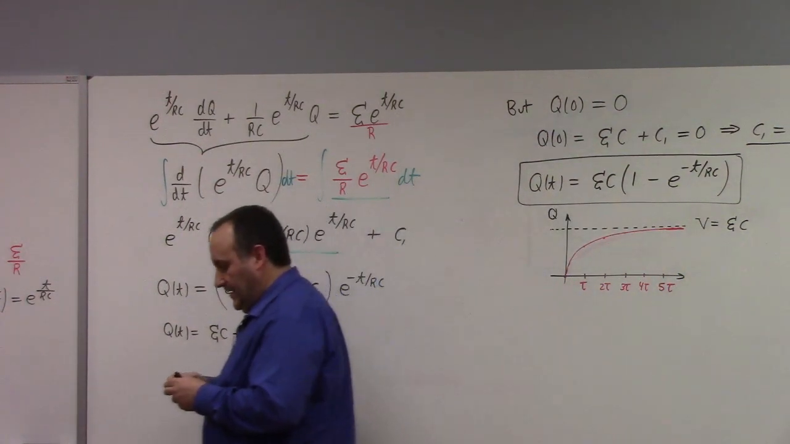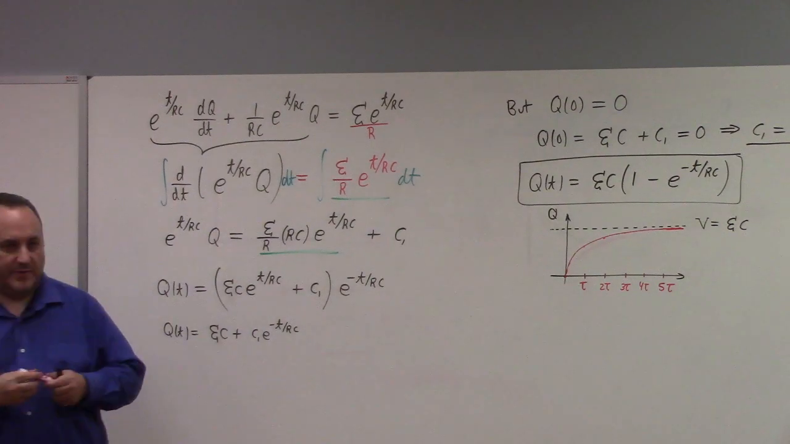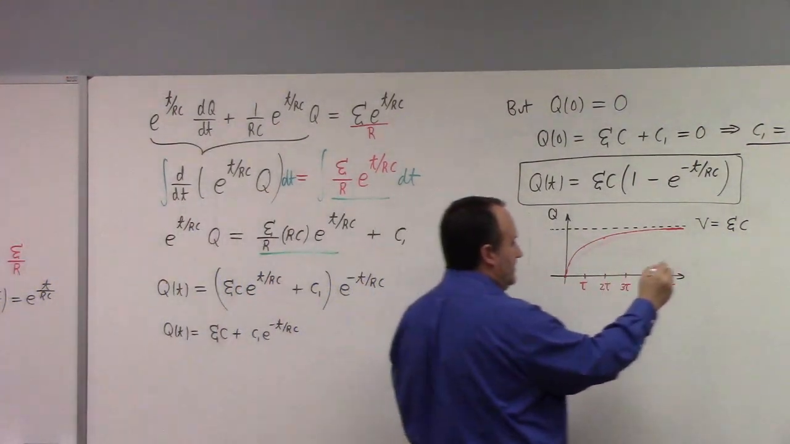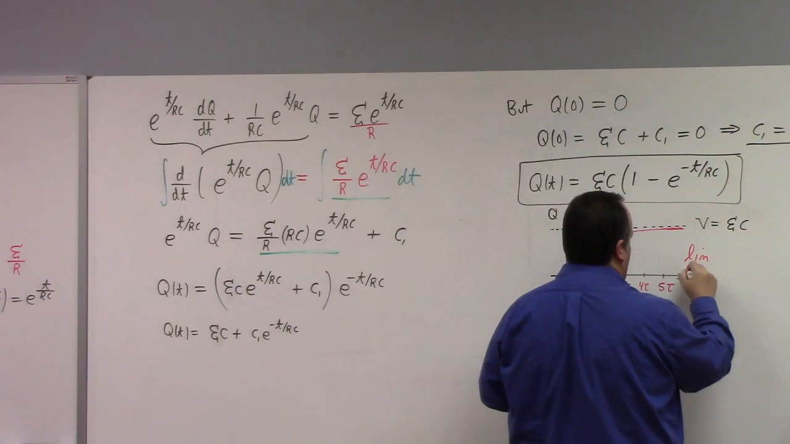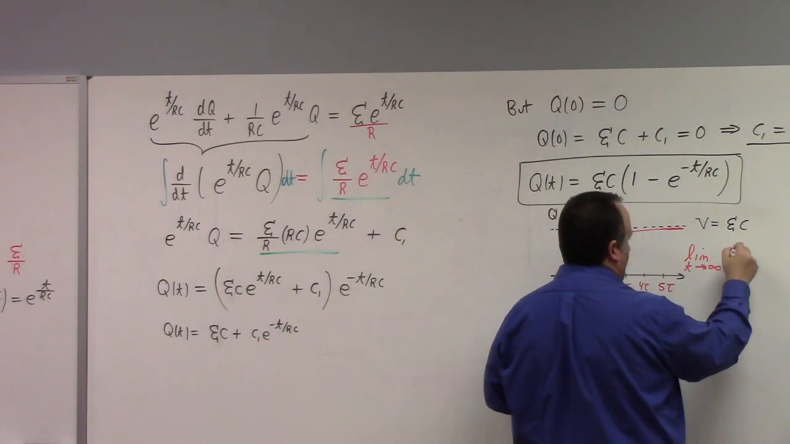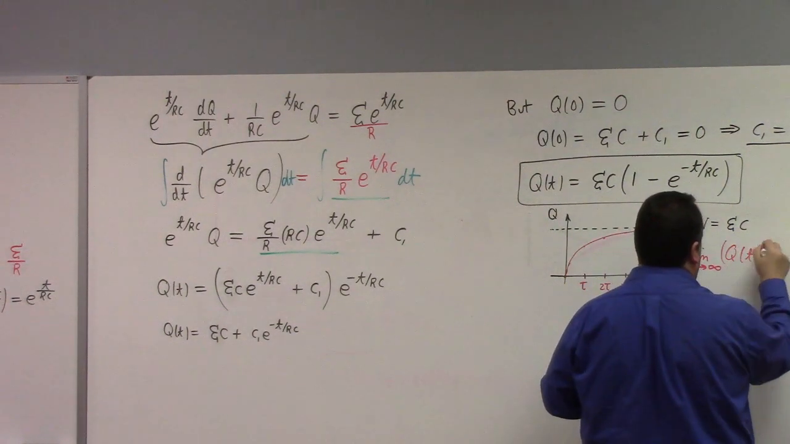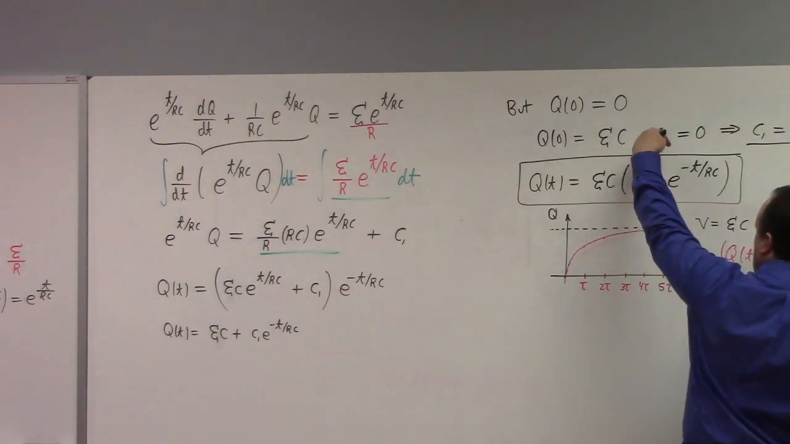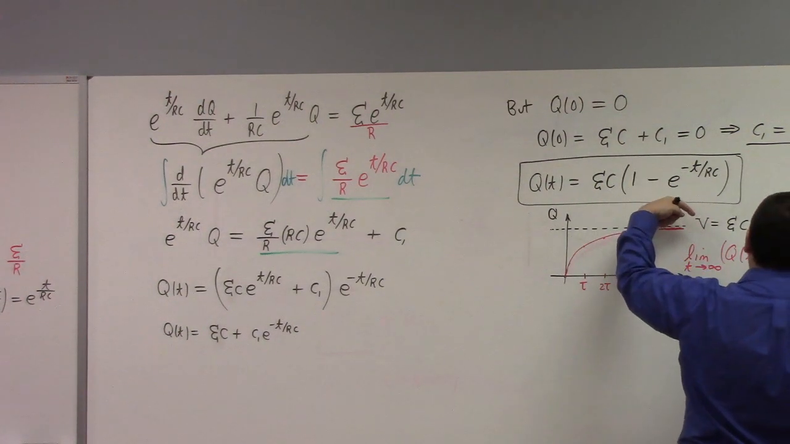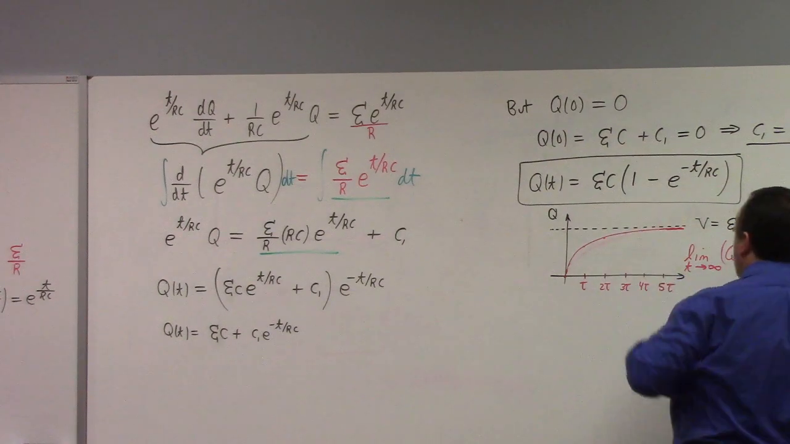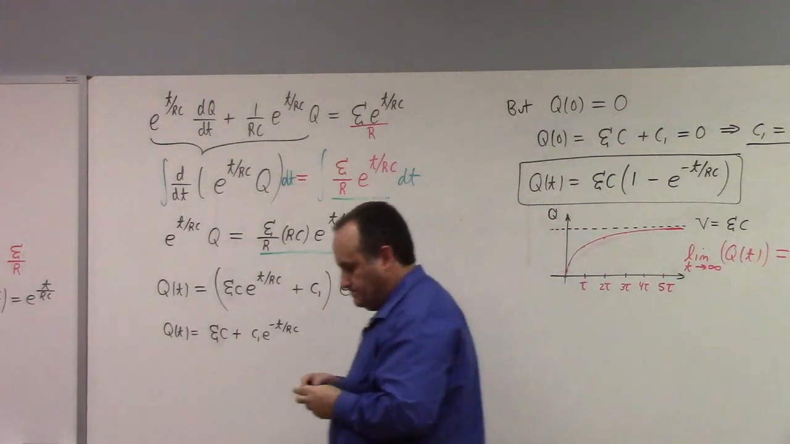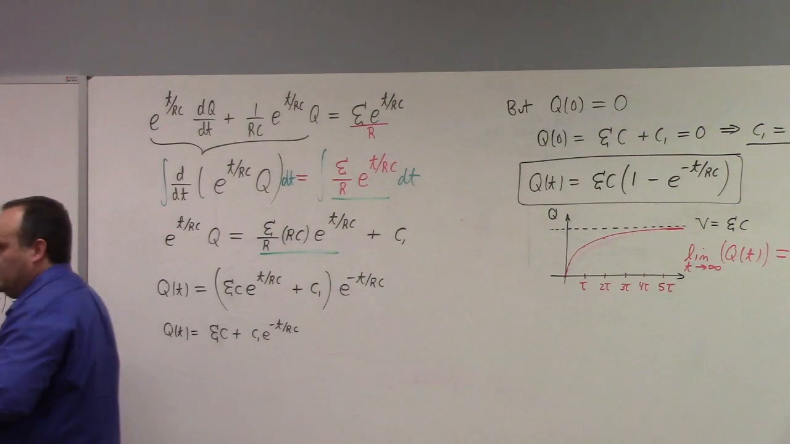So as time goes to infinity, what happens? This piece goes to 0, right? Dead. And we just get EC. So that's the charge on the capacitor.